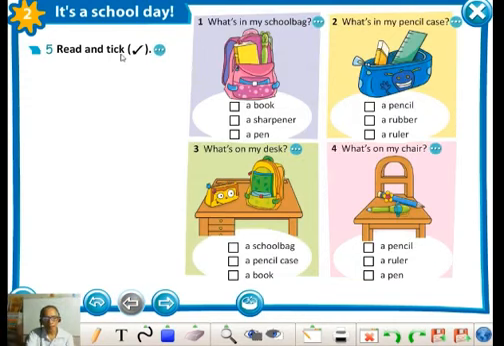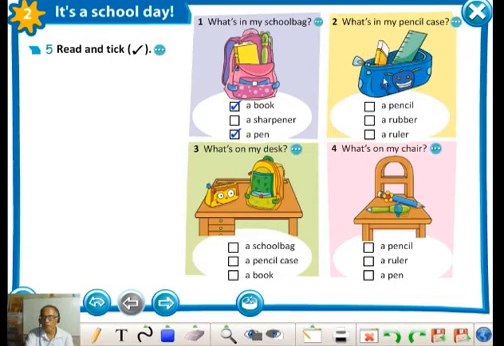Lee y marca la respuesta correcta. For example, number one, what's in my school bag? ¿Qué hay en mi mochila? Is there a book? Yes. A sharpener? No. A pen? Yes. Number two, what's in my pencil case? ¿Qué hay dentro de mi cartuchera?